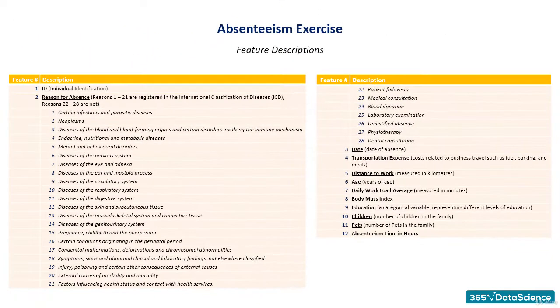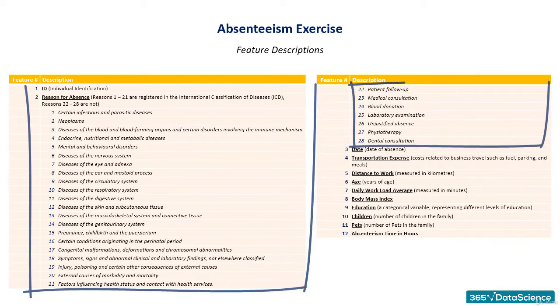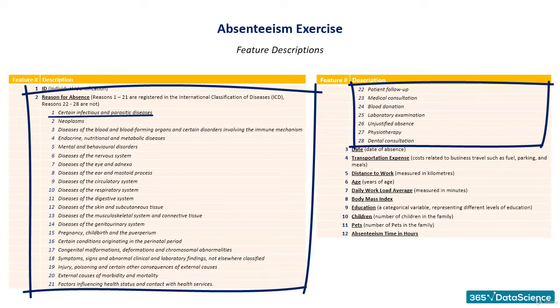We needn't analyze them one by one, but among the reasons given, you have certain infectious and parasitic diseases, diseases of the nervous system, pregnancy, blood donation, physiotherapy, and many other diseases I had never even heard of. Okay, so how should we treat this information analytically?